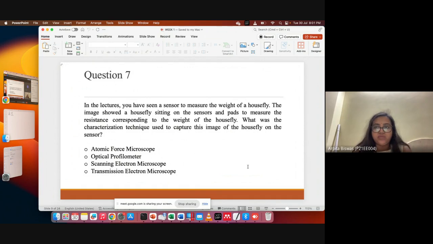So this is question number 7. In the lecture, you have seen a sensor to measure the weight of a housefly. The image showed a housefly sitting on the sensor and pads to measure the resistance corresponding to the weight of the housefly. What was the characterization technique used to capture this image of the housefly on the sensor? The first option is atomic force microscope, the second is optical profilometer, the third is scanning electron microscope, and the fourth is transmission electron microscope. So take your time and try to give the answer.